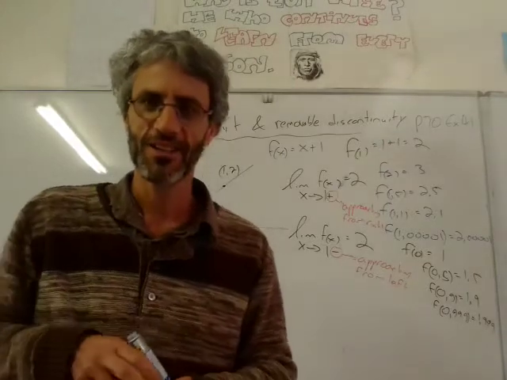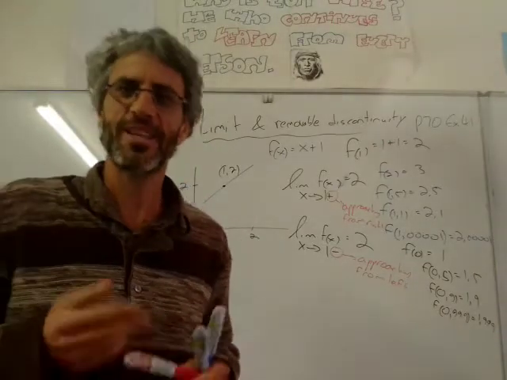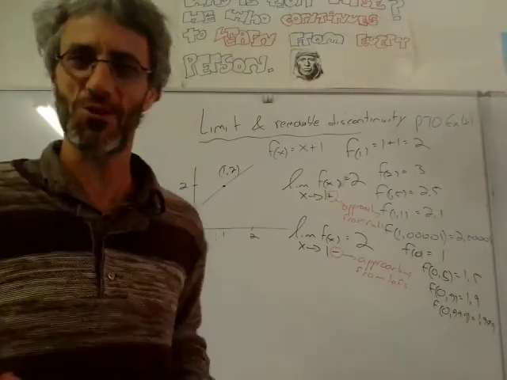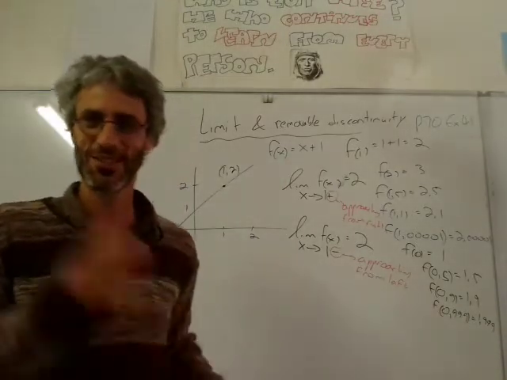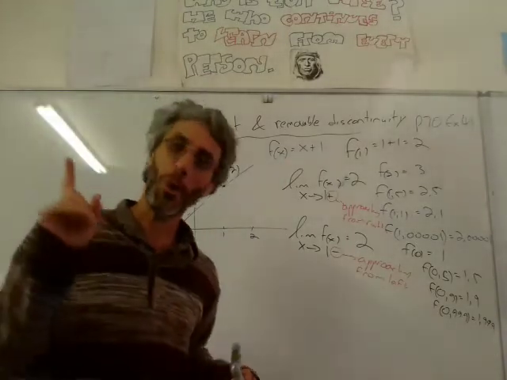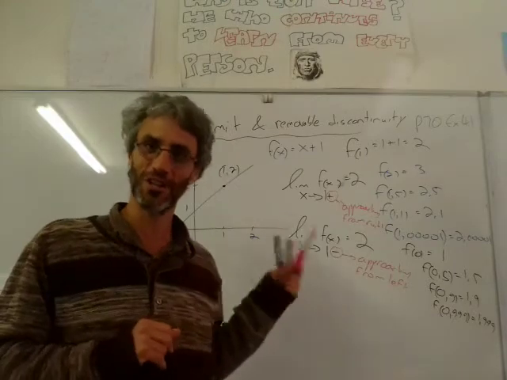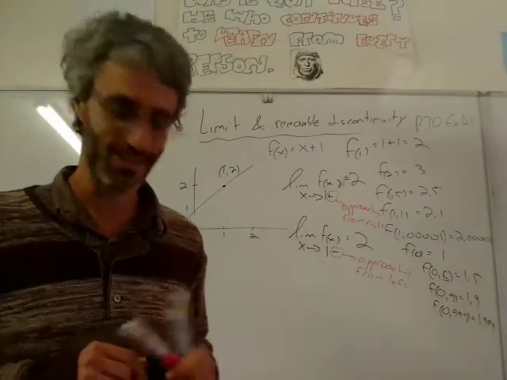Now you think to yourself, Mr. Lisham, are you an idiot? Of course you're going to get to 2, because f of 1 is 2. So it doesn't matter where you're coming from. That's true for this function. We're going to see a function where that's not the case.